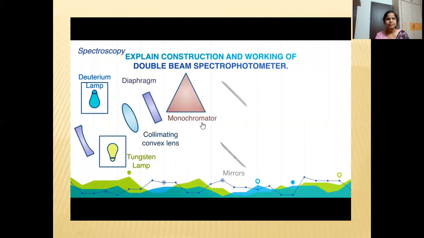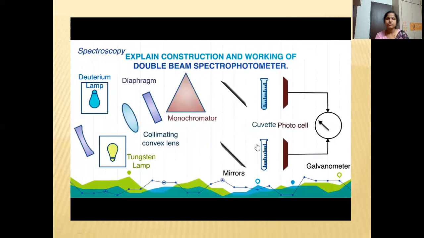The same thing again, but the only difference is that from the monochromator, we'll have two mirrors there. After that, we'll have two cells, two cuvettes, one for the reference, that is the blank solution, and one for the sample, then two photocells, which are again connected to the galvanometer.